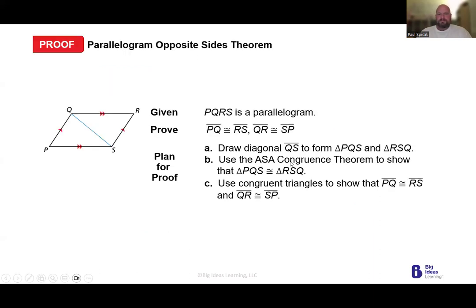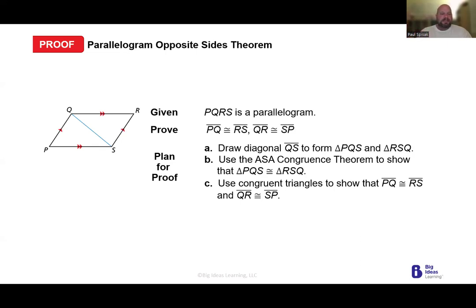All right, so here we are. We have our first proof. Given PQRS is a parallelogram, prove that these parts are actually congruent. So PQ is congruent to RS, and QR is congruent to SP. Now, we need to have a way of going about this. So first, thinking about what the steps would be. Well, we're going from the fact that we have a parallelogram to the fact that we have these congruent parts.